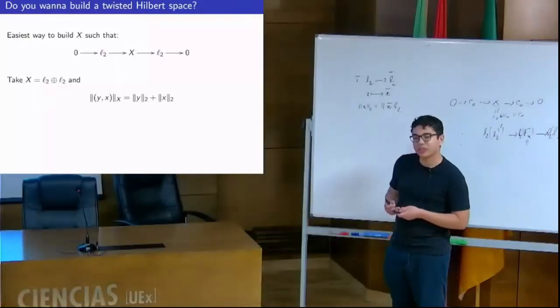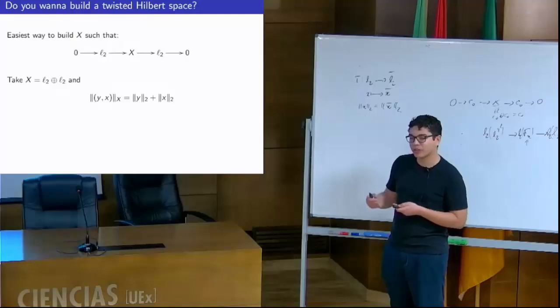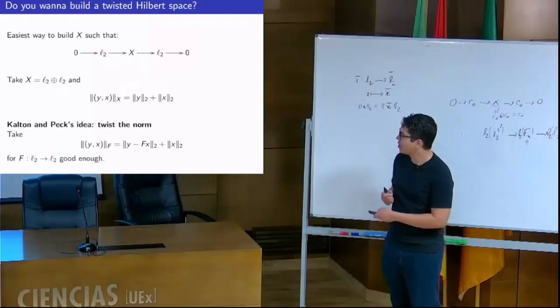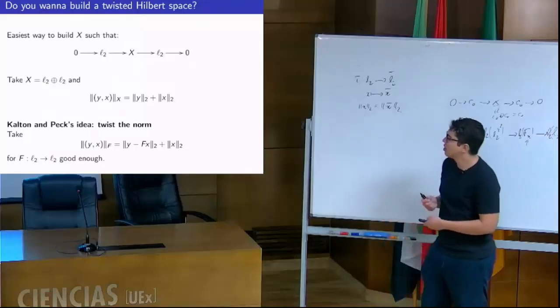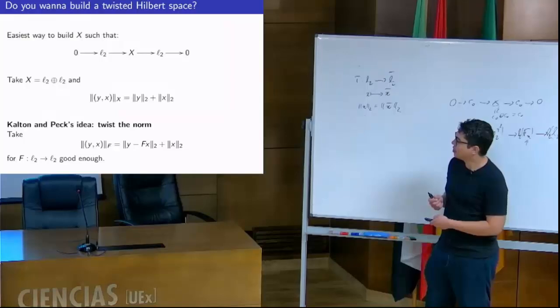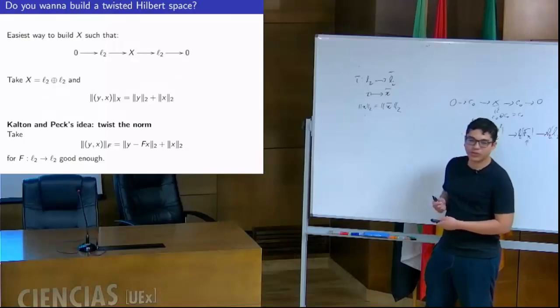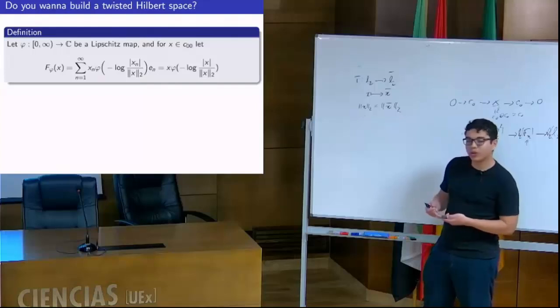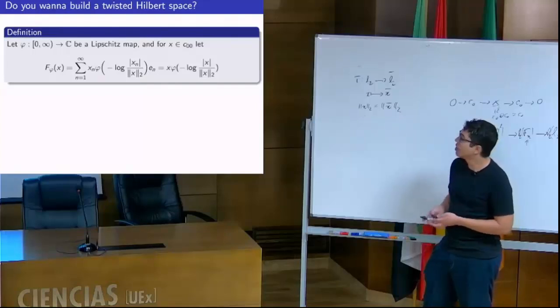So the idea was, based on previous work by Kalton and Roberts, let us twist the norm. And by twist the norm, I mean this. This Y here will be perturbed by some map. So we'll take a new norm here, where instead of the norm of y, we take the norm of y minus f of x. For f good enough, of course. You have to ensure that this will define a norm. So they show you how to construct such maps, and this is their formula.